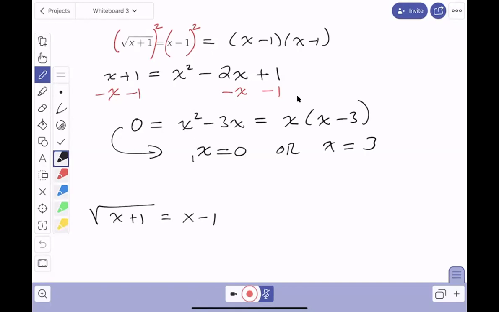I'm going to check this. I want to see if it works. I'm going to check this. I'm going to see if it works. Which one's easier to check? Probably 0. Let's check that. We're going to do a check.